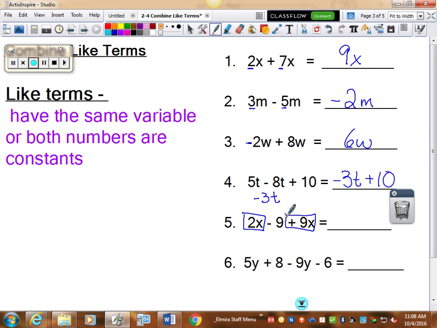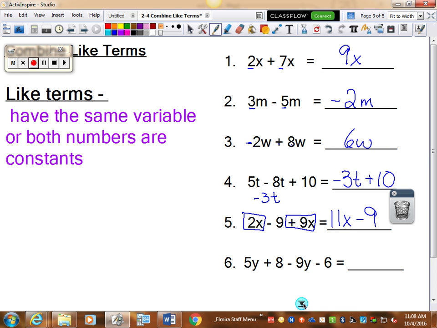Okay, next. Now the next layer of difficulty is, what if my like terms are not next to each other? Well, they don't have to be, but you have to be careful of signs. The 2x is adding 9x. The minus sign here goes to this 9, which has no x next to it, so I'm ignoring it for the moment. 2x plus 9x is 11x. And then I can carry the minus 9 over.